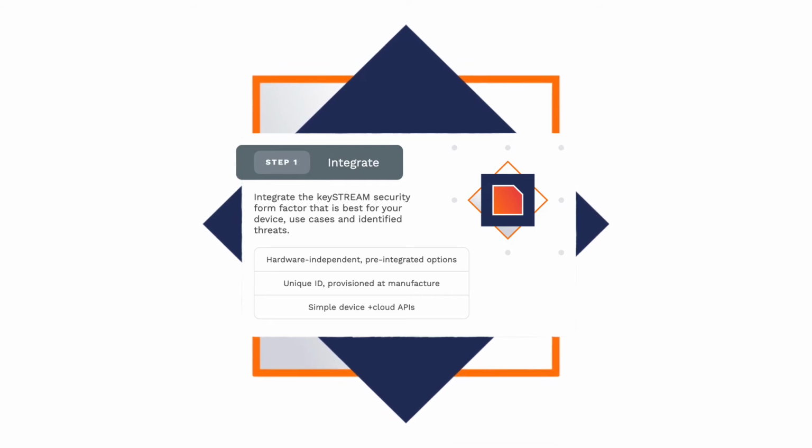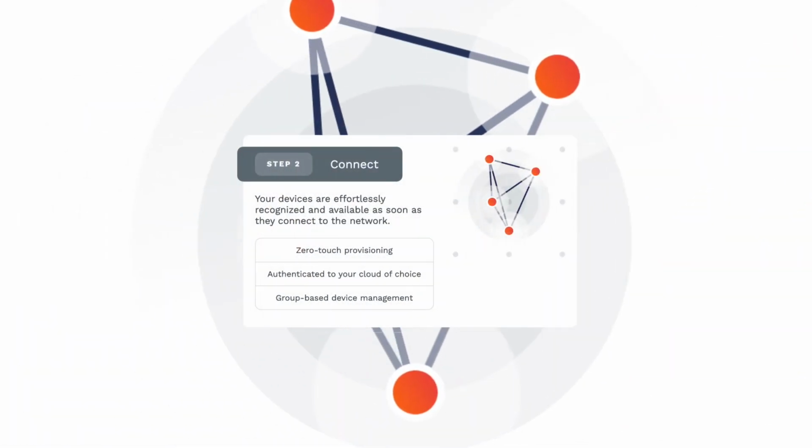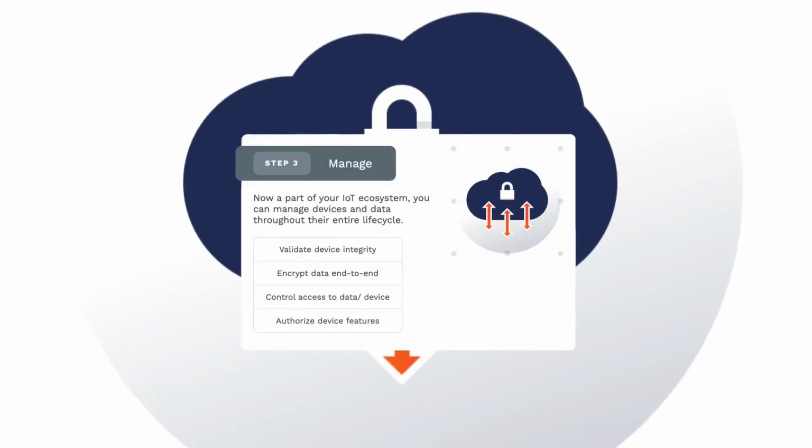and cloud APIs. Once the security element is integrated into your devices, it will be connected to the KeyStream platform and easily recognized using zero-touch provisioning as soon as they connect to the network. Now that your devices are connected, the KeyStream system enables you to manage all key aspects of device and data security throughout your IoT ecosystem.